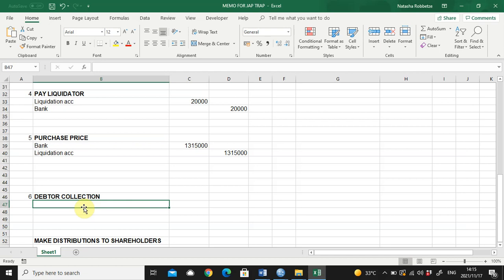So here they say that the liquidator collected a debtor amount of 30,000 Rand. The debtor account was already taken to the liquidation account. Under normal circumstances, we would have said debit the bank, credit the debtor, but now the debtor does not exist. We already moved it in step 1 to the liquidation account. So alternatively, we're going to say debit the bank, credit the liquidation account. And the total collectible there was 30,000.